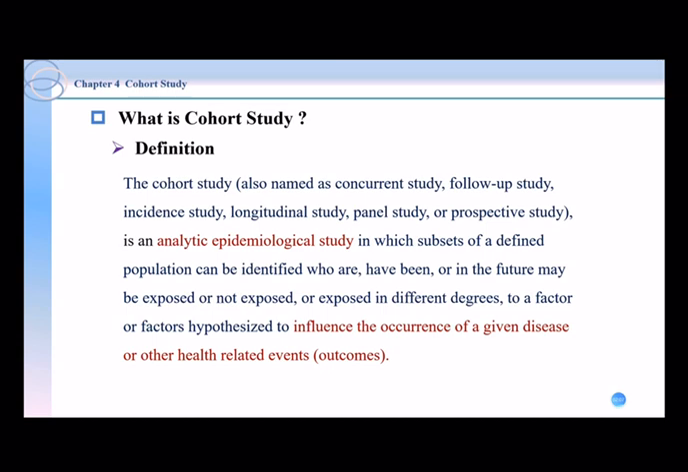Currently, the meaning of cohort has been used a lot in epidemiological study. In epidemiology, a cohort is used to describe a designated group of persons who are followed or traced over a period of time. And the cohort study, also named concurrent study, follow-up study, incidence study, longitudinal study, panel study, or prospective study, is an analytical epidemiological study in which the subjects of a defined population can be identified, and they will be followed up for a certain time to get to know their differences in disease outcome.